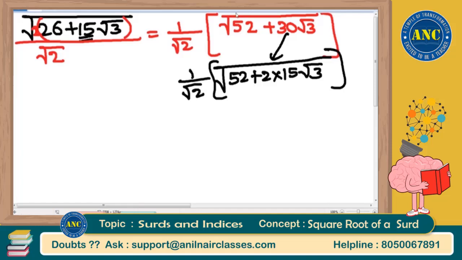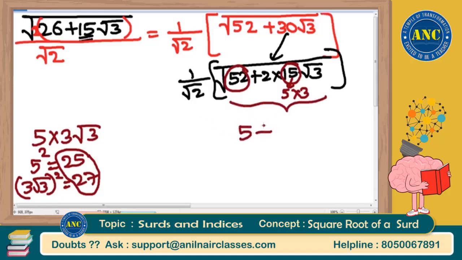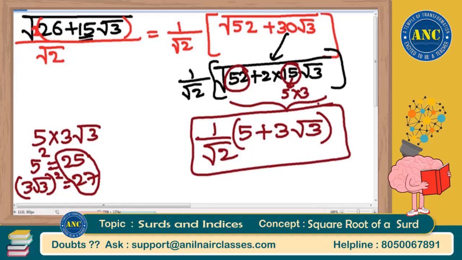Now, think logically, sir. Try to express this 15 as product of coprimes, which is nothing but 5 into 3. Now, why did I write like this? Because if I take 5 into 3 and another thing is root 3, 5 square is 25. Root 3 root 3 whole square is 27. 25 plus 27 is nothing but my first number 52. So, I can definitely write this entire thing as 5 plus 3 root 3, but outside I have 1 by root 2. This should be my final answer.